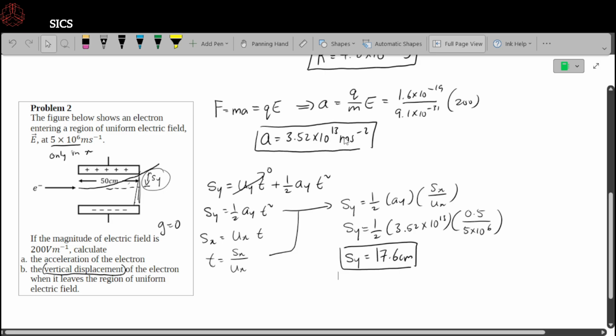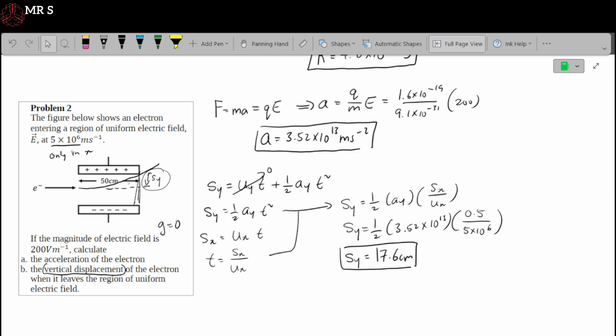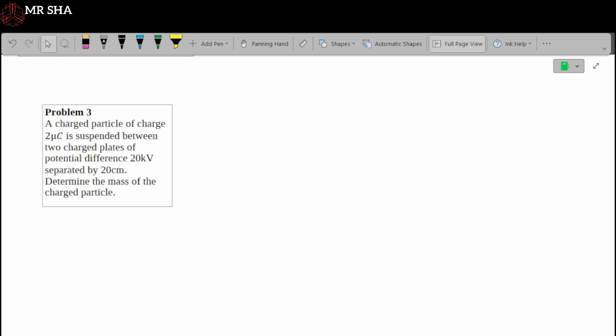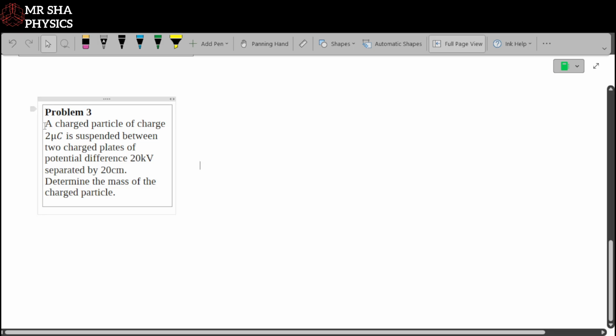I just want to emphasize again that in this part of the chapter, you actually have to know kinematics equations as well. Okay, so moving on to problem 3. Here we have a charged particle of charge 2 microcoulomb suspended between two charged plates of potential difference 20 kilovolts separated by 20 centimeters. Determine the mass of the charged particle.